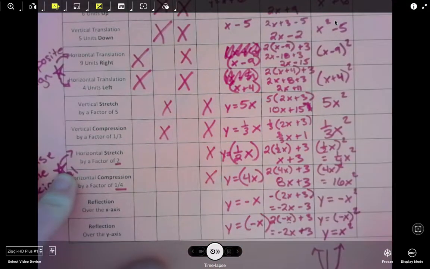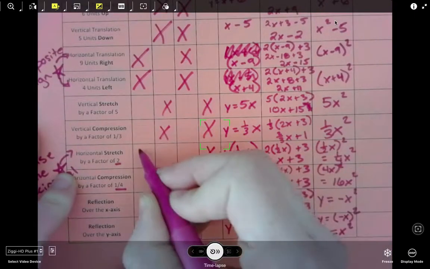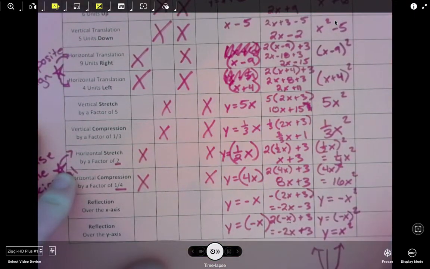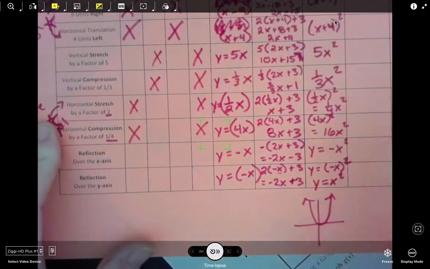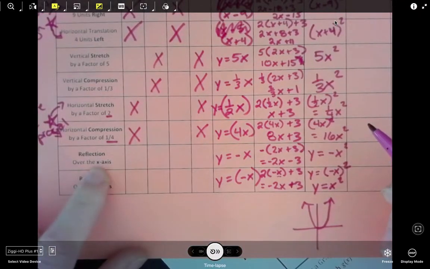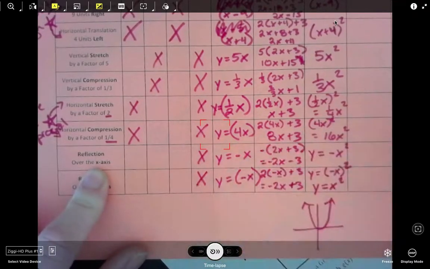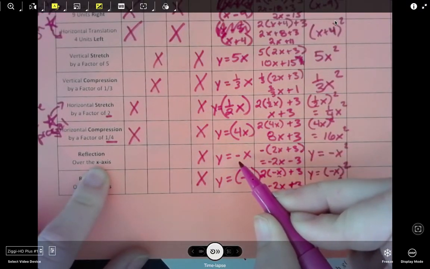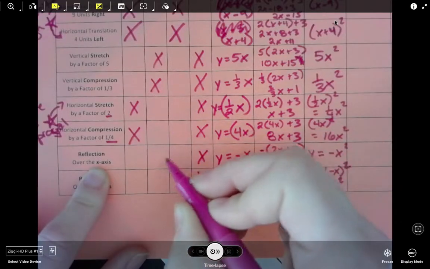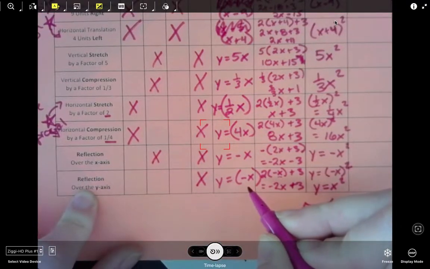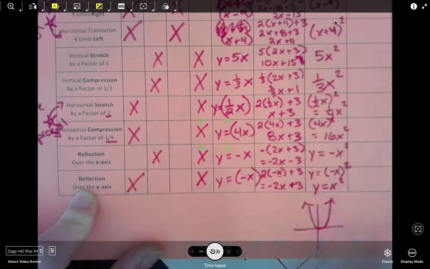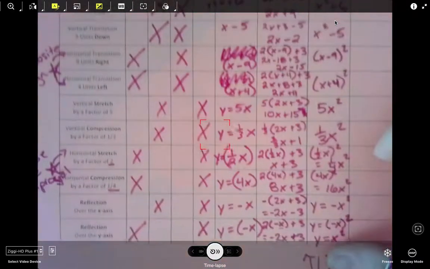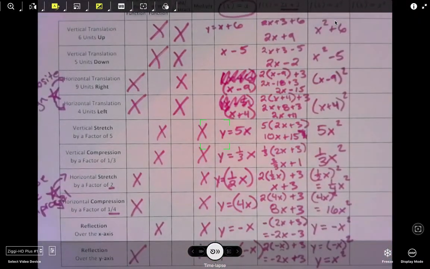Horizontal stretch and compression. Still multiplying again, but this time we are inside the function, okay? And the last one's reflecting over the x-axis. Am I multiplying or adding? You're multiplying. You're multiplying by like a -1, right? For both of those. But when you're reflecting over the x-axis, you're outside the function. When you're reflecting over the y-axis, that negative goes inside with the x, right?